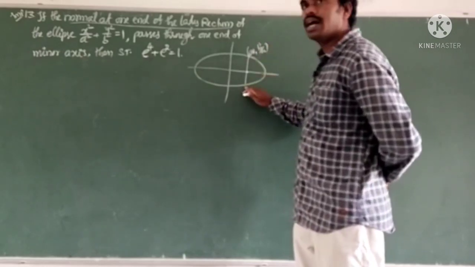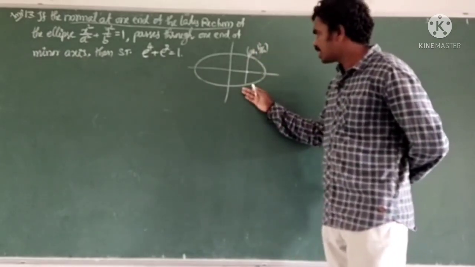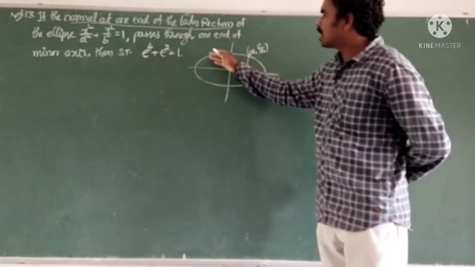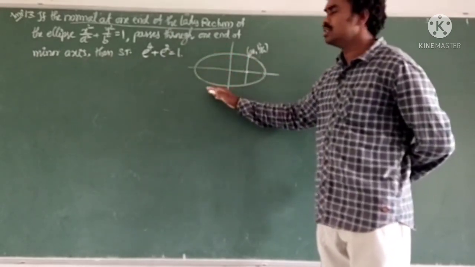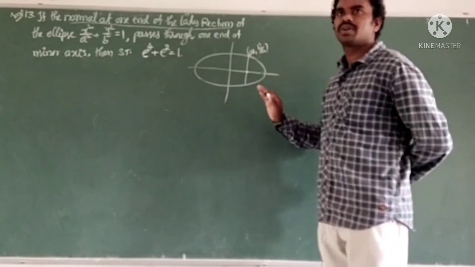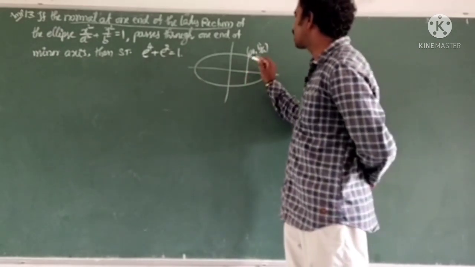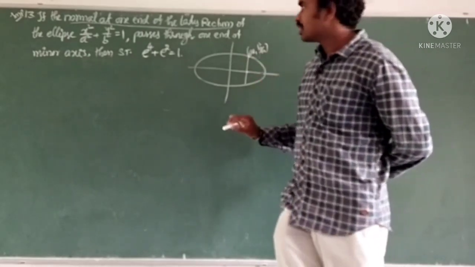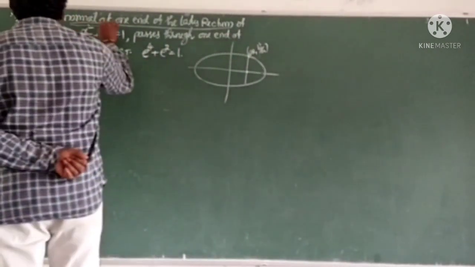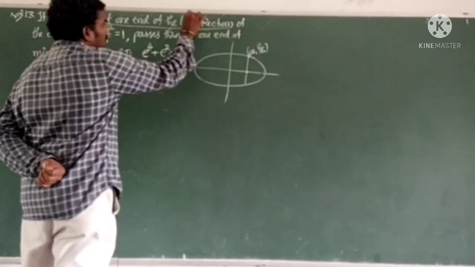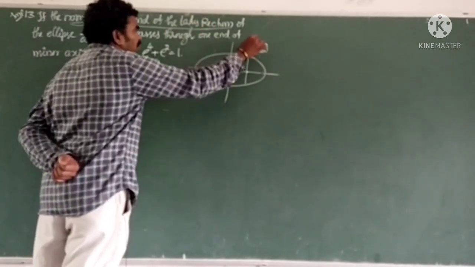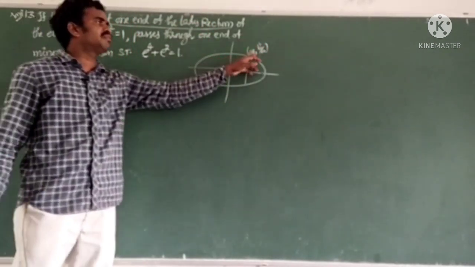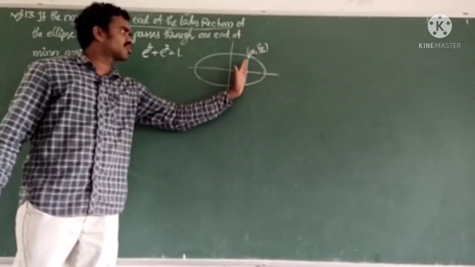And here another end point is (ae, -b²/a). Similarly, here also we can get another two ends, but one is enough. Now we should find the normal equation passing through this point. First, we should find the normal equation at one end of the latus rectum, meaning the normal at (ae, b²/a). This is one end of this latus rectum. This is called the latus rectum.